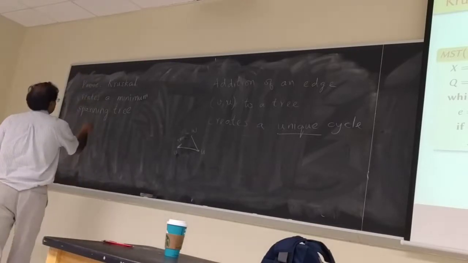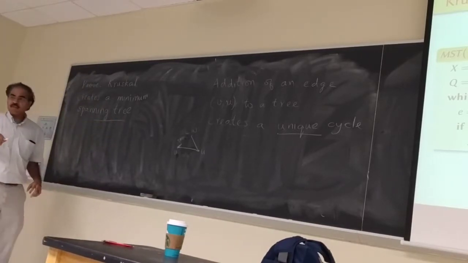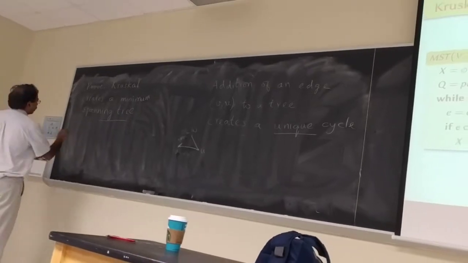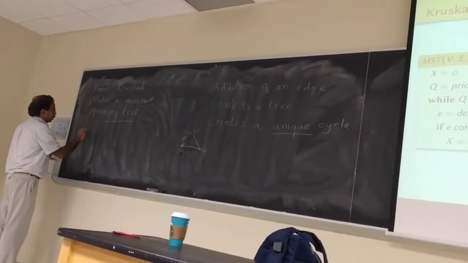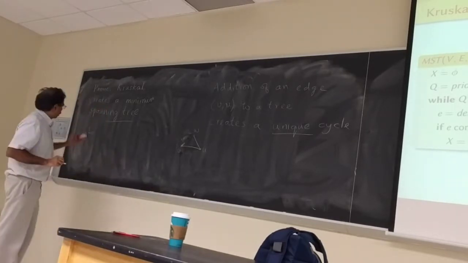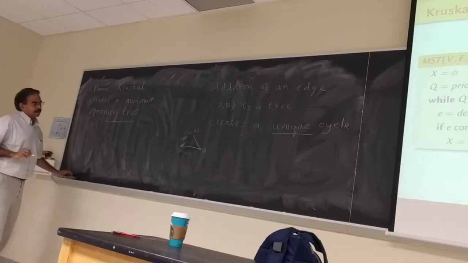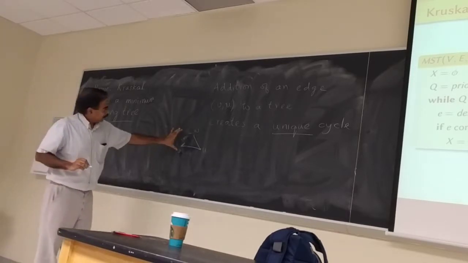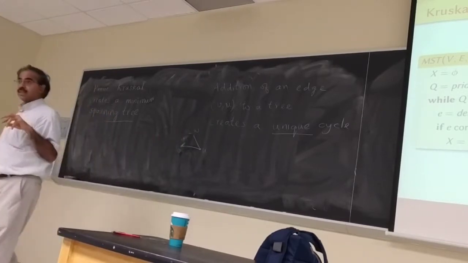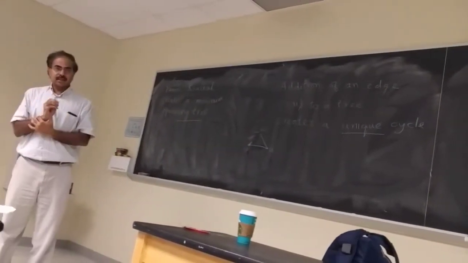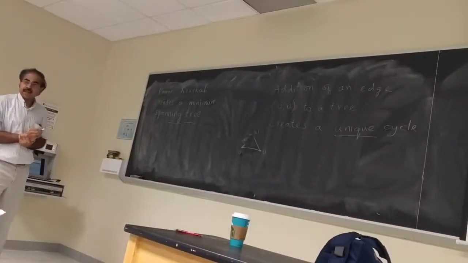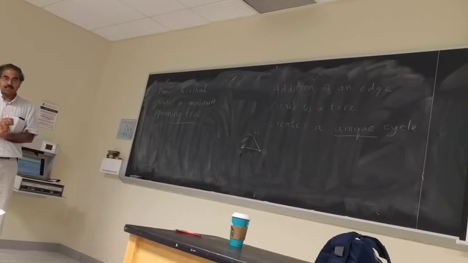Okay, so to go through this in a more formal way, instead of just giving you this example with these three nodes, the more general argument goes like this. So let's take this tree that somebody constructed, which they claim to be a minimum spanning tree.